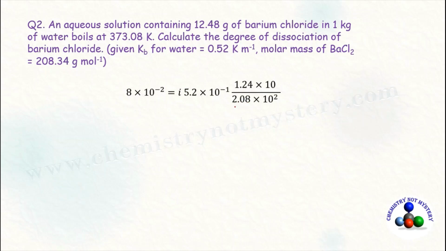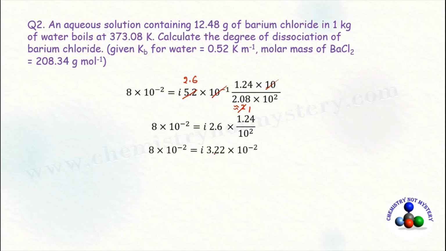2.08 can be taken approximately equal to 2, and when you divide 5.2 by 2, you will get 2.6. 10 and 10 raised to minus 1 will get cancelled out. So here you will get 8 into 10 raised to minus 2 is equal to i into 2.6 multiplied by 1.24 divided by 10 raised to 2. When you multiply 1.24 and 2.6, you will get 3.22. And 10 raised to 2, which is in the denominator, can also be written in the numerator in the form of 10 raised to minus 2.